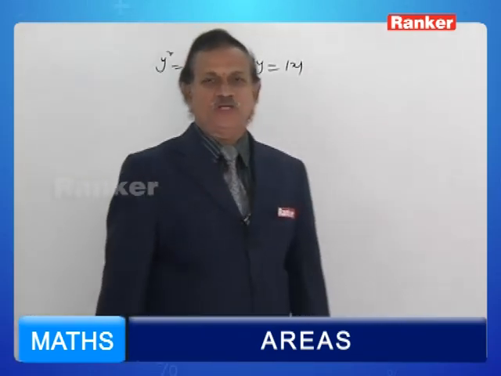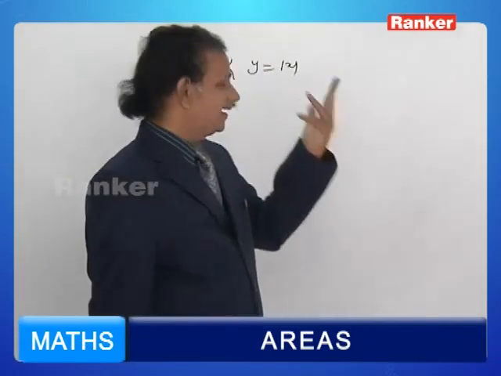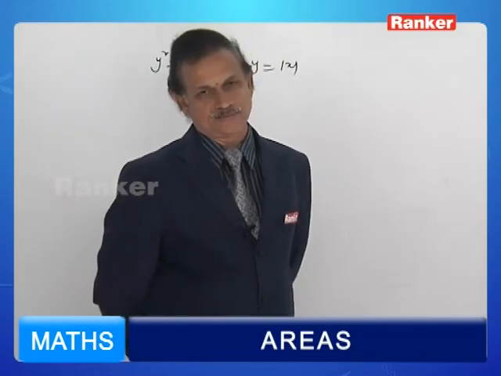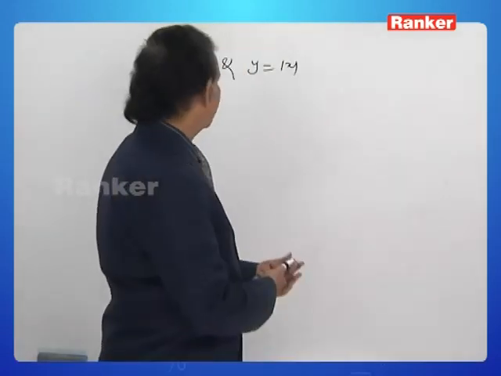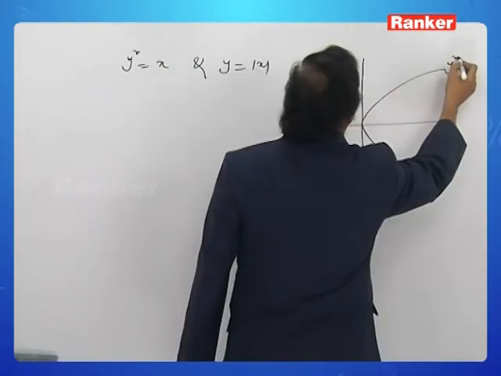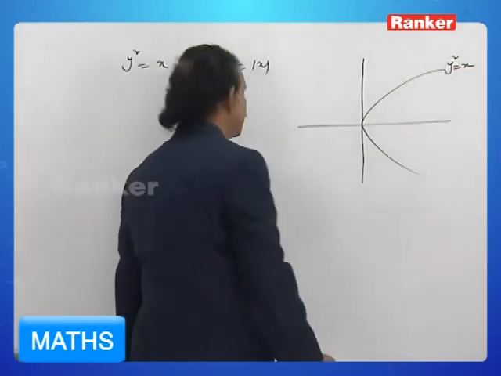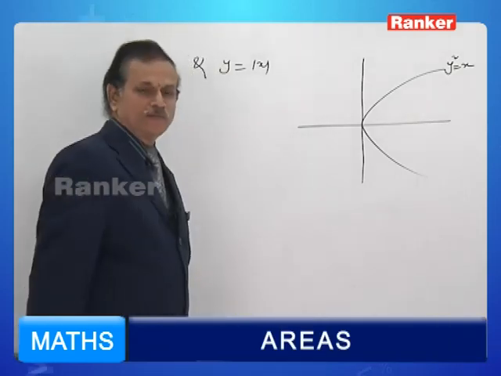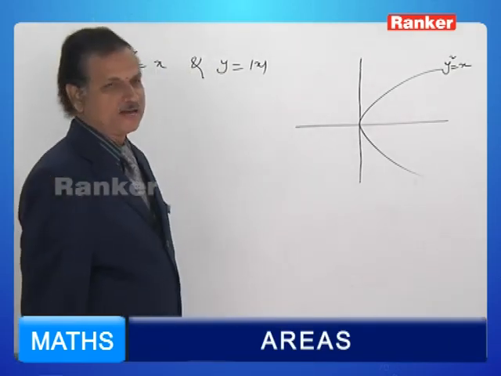Find the area bounded between y square is equal to x and y is equal to mod x. He is saying, okay, what do you mean by y square is equal to x? It is of course a parabola. Y is equal to mod x, what do you mean by that? Y is equal to x or y is equal to minus x.